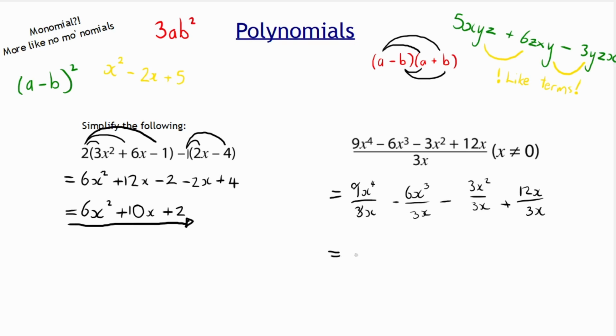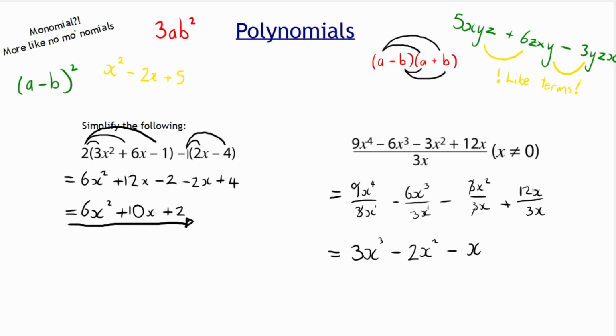9 goes into 3, a total of 3 times. And x to the power of 4 over x to the power of, mind yourself, of 1. And so the exponents subtract, which leaves us with x to the power of 3 all over 1. But anything divided by 1 remains the same. So let's continue. 6 over 3 is 2. x to the power of 3 over x to the power of 1 is x to the power of 2. And let's go on to the third term. 3 over 3 and x squared over x, which leaves me a variable of x. x to the power of 1.